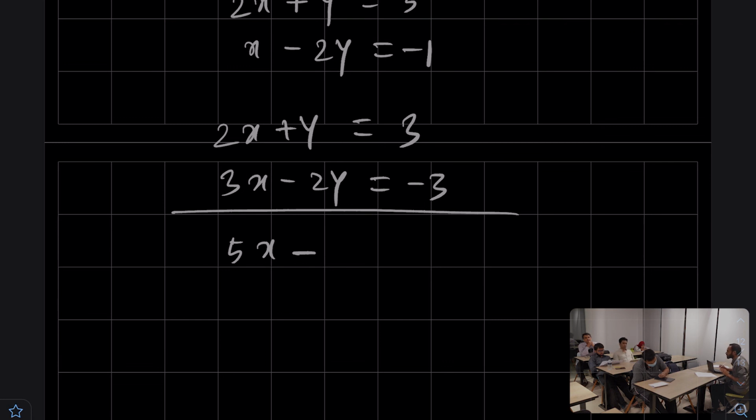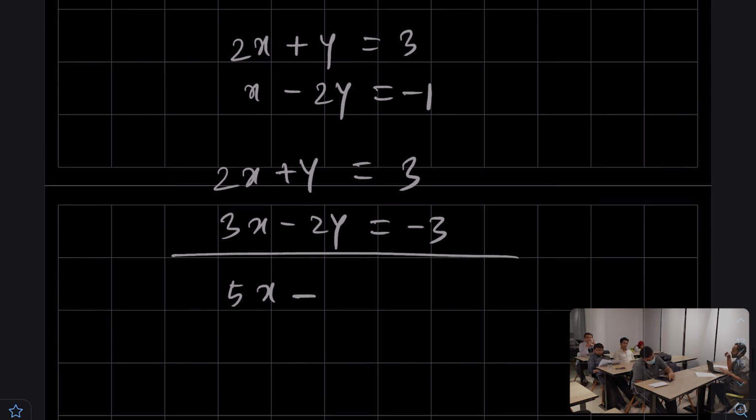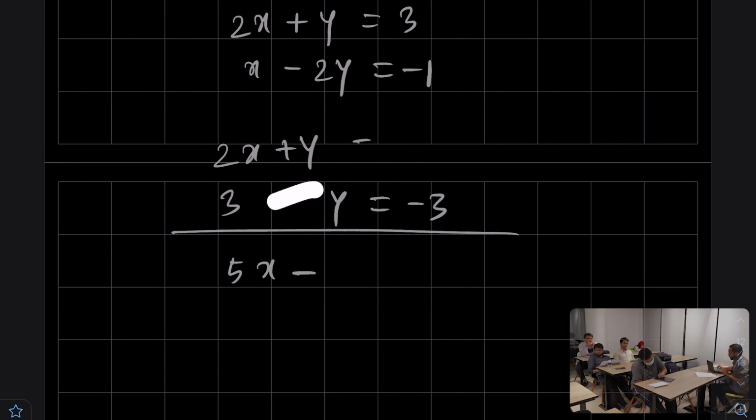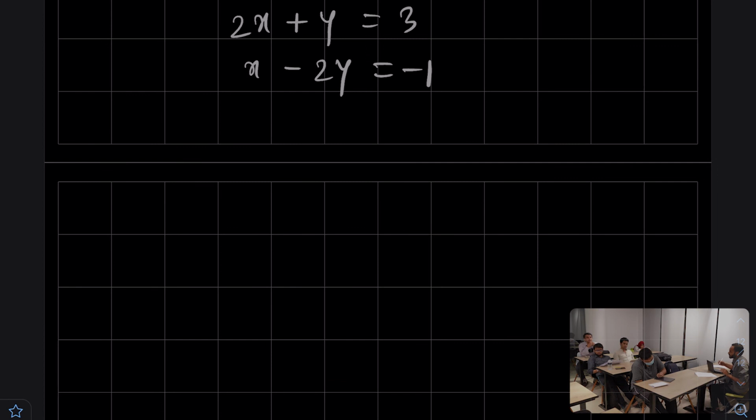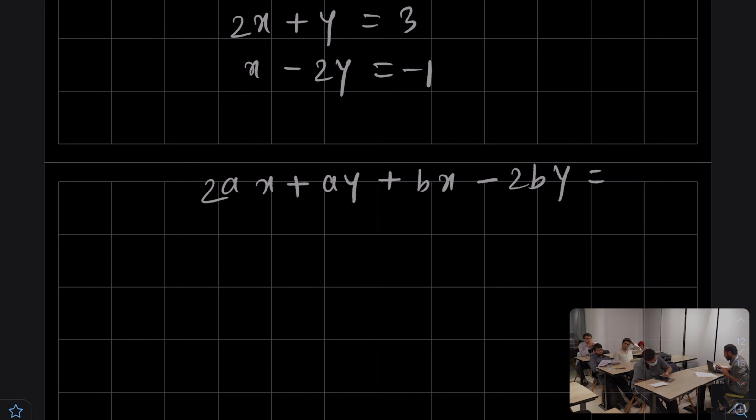No, why is 3x minus 2y equal to -3? I'm making it a homogeneous system. What is the starting system? 2x plus y equals 3, x minus 2y equals -1? Yes. Now you take a linear combination of these two equations, arbitrary linear combinations. So this is simply 2ax plus ay plus bx minus 2by equals 3a minus b. Take some numbers to make it simpler.